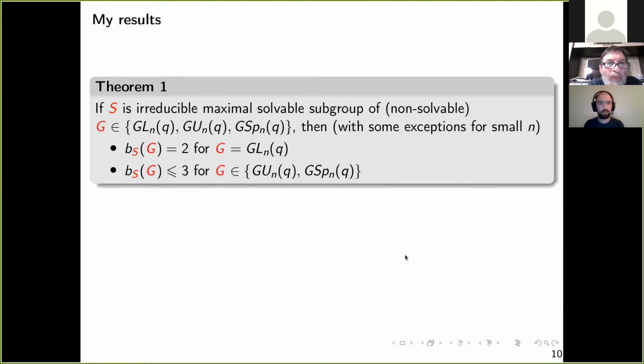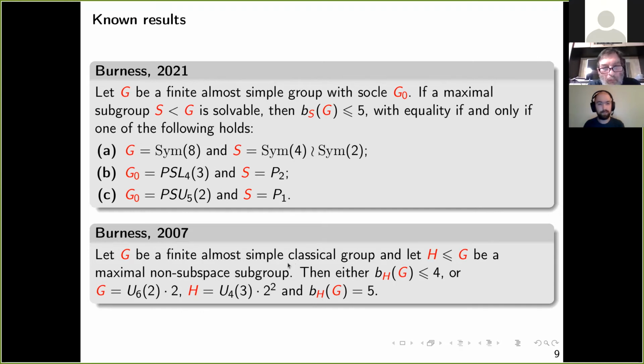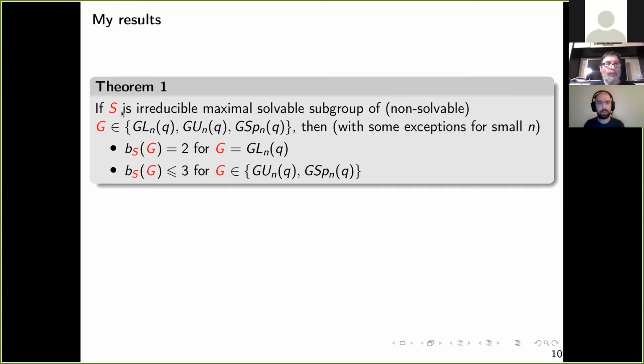So the first result is kind of an enhancement, an improvement of this result, because I also consider here irreducible maximal solvable subgroups. So my subgroup is also a non-subspace subgroup of GL_n, GU_n, or GSp_n, so the general linear, unitary, or symplectic group. And I prove here that, with some small list of exceptions, the base size is 2 for linear groups, and it's not greater than 3 for unitary and symplectic groups.